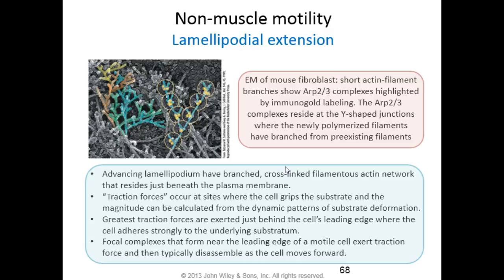Advancing lamellipodium and branch cross-linked filaments network that reside just beneath the plasma membrane, which we already said, and the traction forces, and this is showing those branches, right? Traction forces occur at sites where the cell grips the substrate, and the magnitude can be calculated from the dynamic patterns of substrate deformation. The greatest traction forces are exerted just behind the cell's leading edge, where the cell adheres strongly to the underlying substratum. Focal complexes that form near the leading edge of the motile cell exert traction force and then typically disassemble as the cell moves forward.